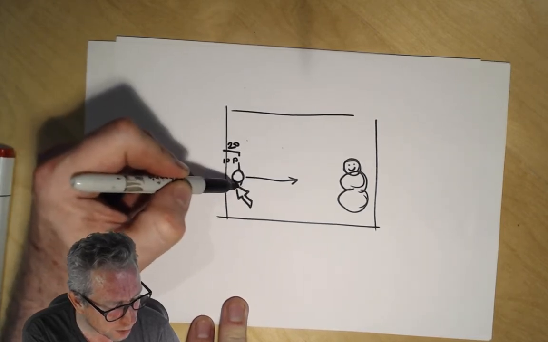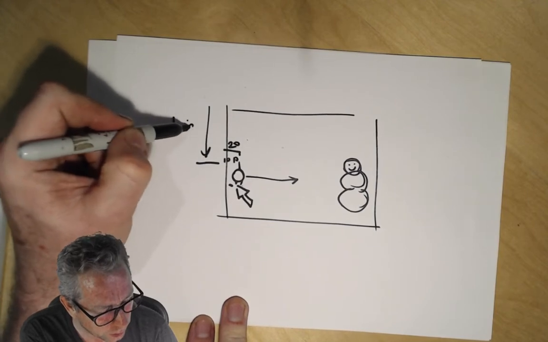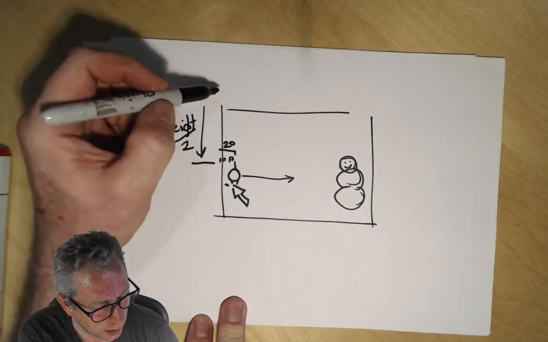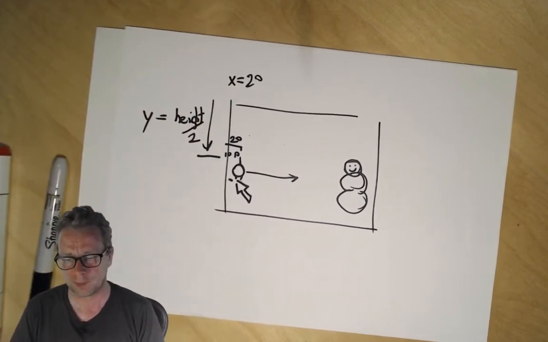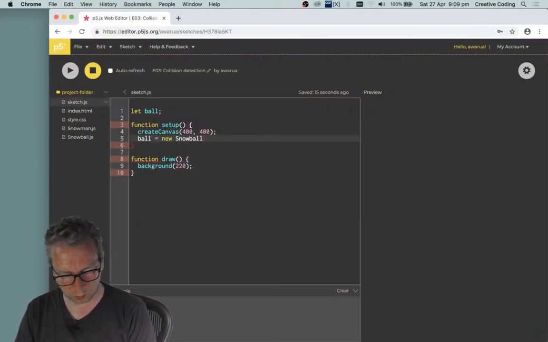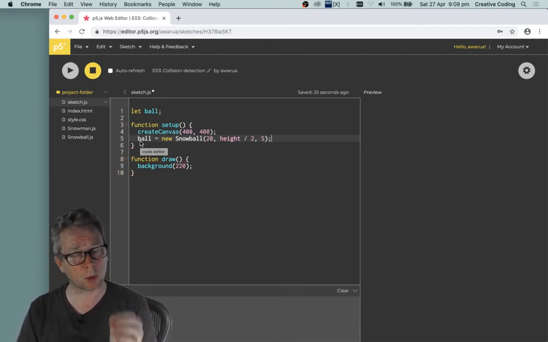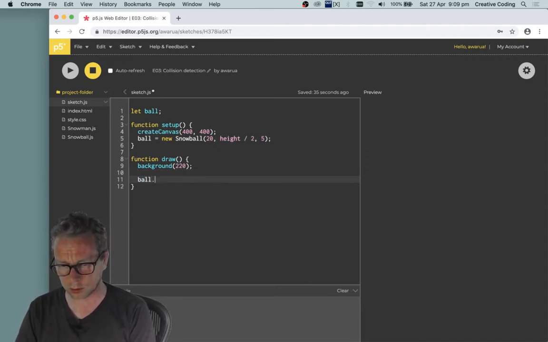And I'm not going to respond to the mouse click at the moment, I'm just going to draw it halfway down the page. So that's height over 2. So height over 2 for y, and 20 for the x. So it's going to be a new snowball with 20 x, height over 2 y, and I'll give it a speed of 5. So that's creating the ball, and then we need to show it. So we need to call ball.show.